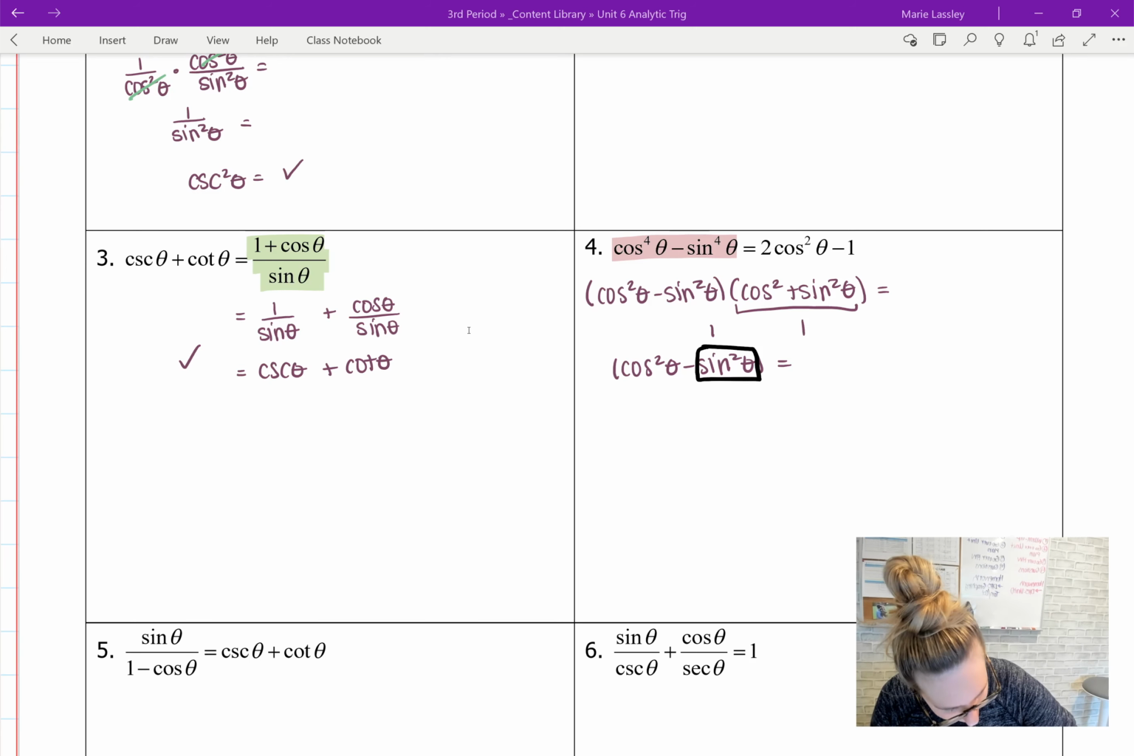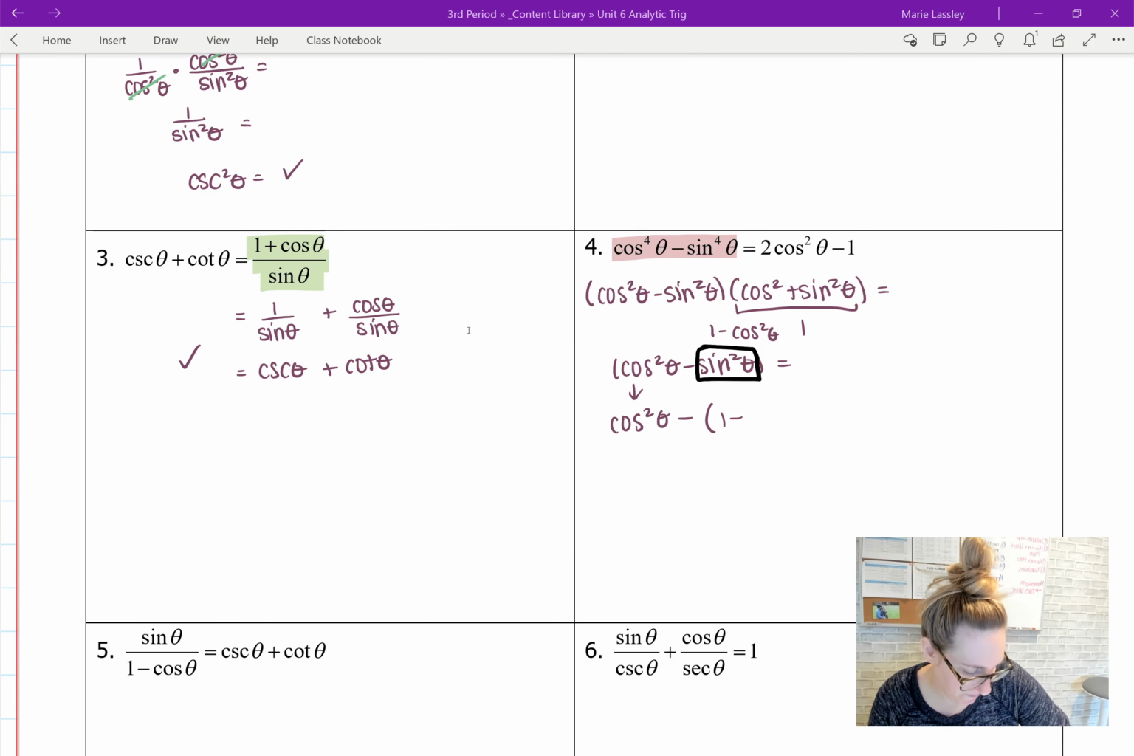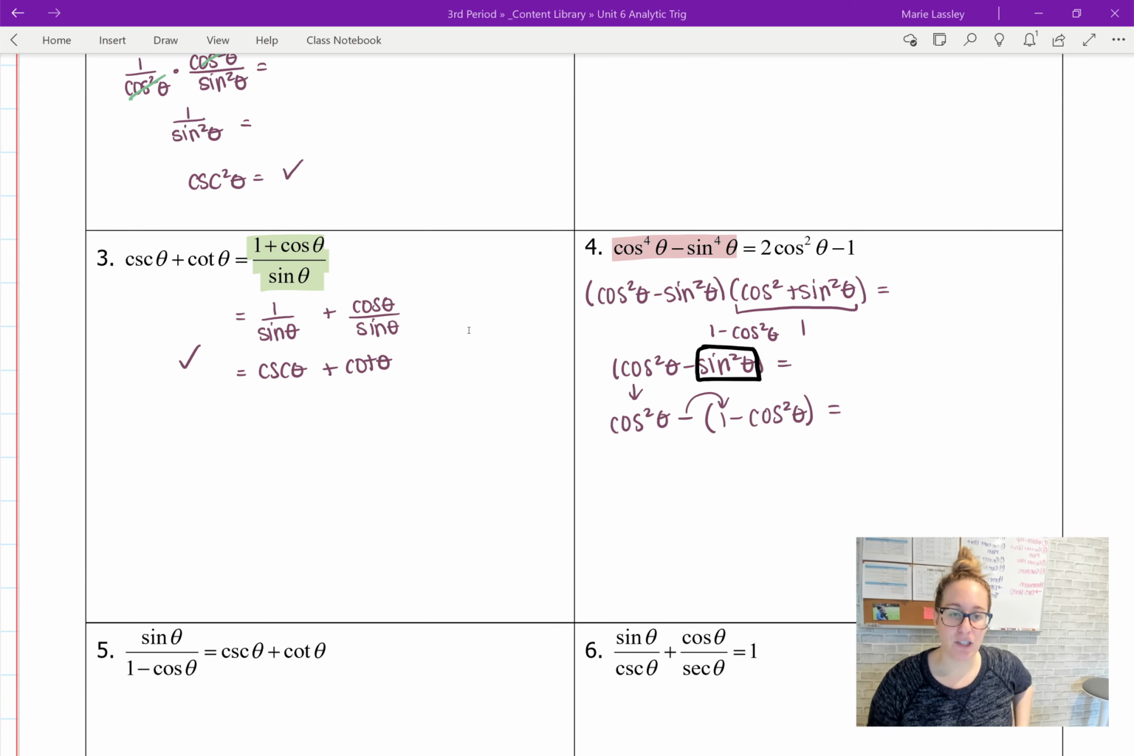So now rewriting it, I have cosine squared theta, like the original one, minus 1 minus cosine squared theta. So I just replaced that. I used my Pythagorean identity and I replaced sine squared with 1 minus cosine squared. Now I'm going to distribute my negative, because remember this was a negative out front, so I need to make sure that I distribute it to each piece of my parentheses. So this is going to give me cosine squared theta minus 1 plus cosine squared.